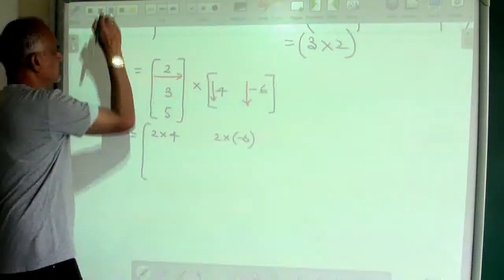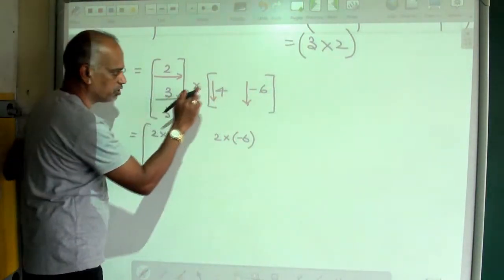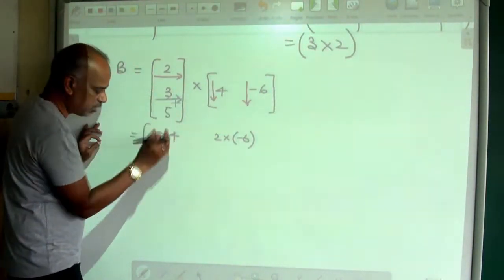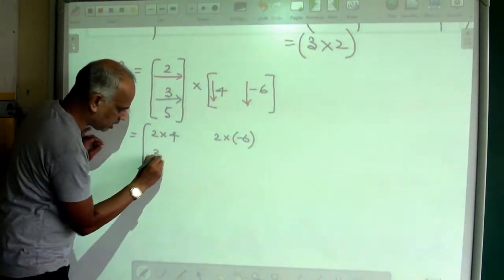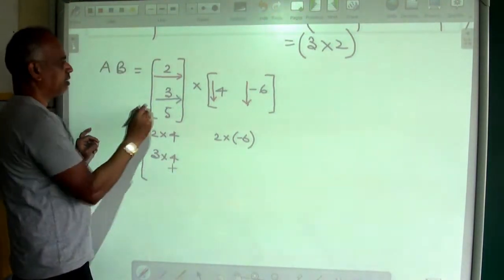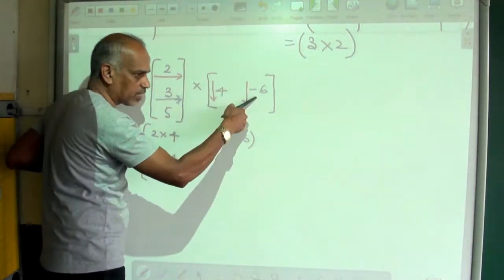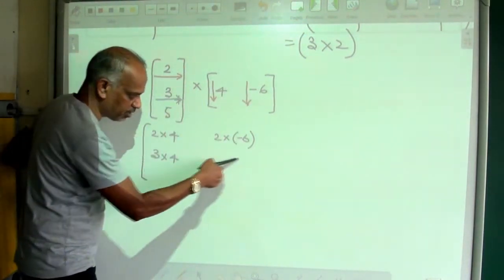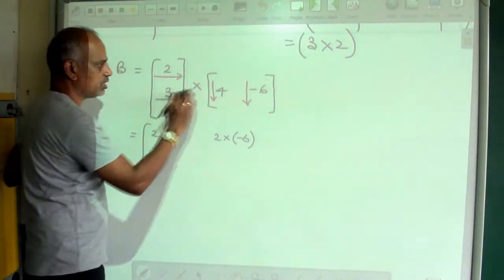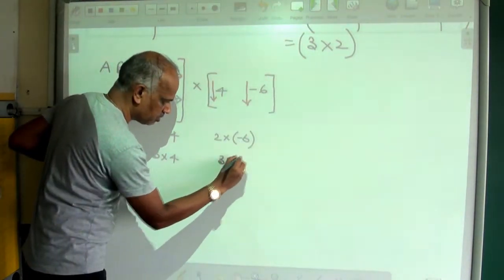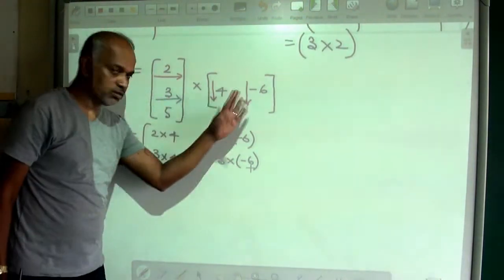Next, you have to use the second row with first column. 3 with 4. Because you are using the second row, your answer must be in the second row. Okay. So that is 3 into 4. And again, second row with second column you have to multiply. You are using the second row, answer must be in the second row. You are using the second column, which means answer must be in the second column. So 3 into minus 6. So first row is done. Second row is also done.